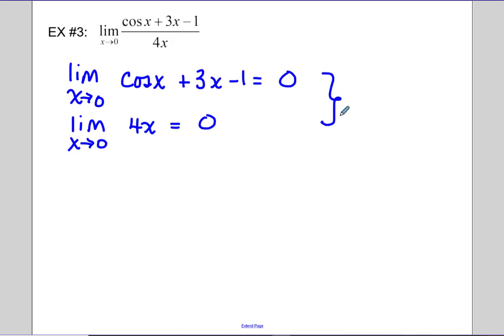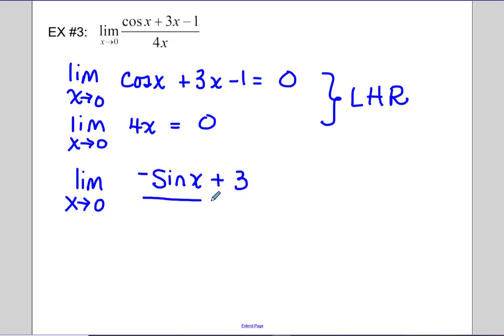We have 0 divided by 0. That's indeterminate form. And now we know that this is case 1, and we can use L'Hopital's rule. So taking the derivative of the numerator, we're going to have negative sine x plus 3, and the derivative of the denominator is 4. Then testing our limit at 0, the sine of 0 is 0 plus 3, and 3/4 is our limit by L'Hopital's rule. So this was case 1. Those were the easiest cases.